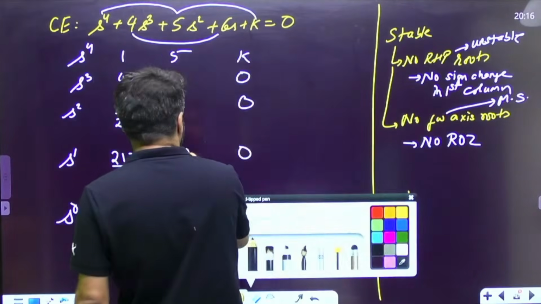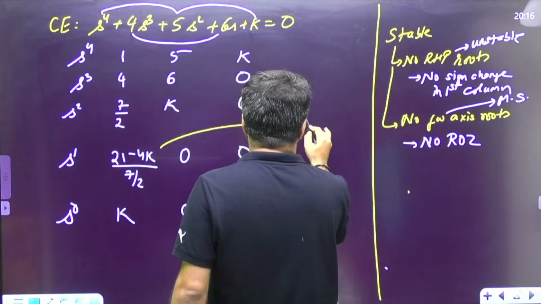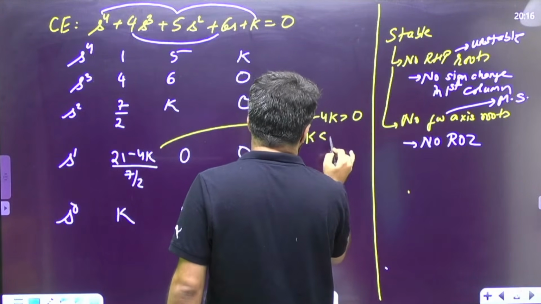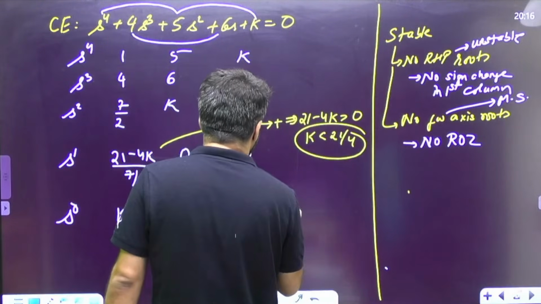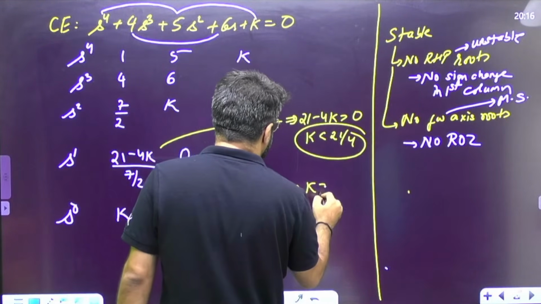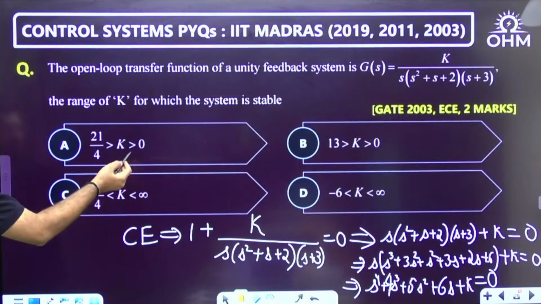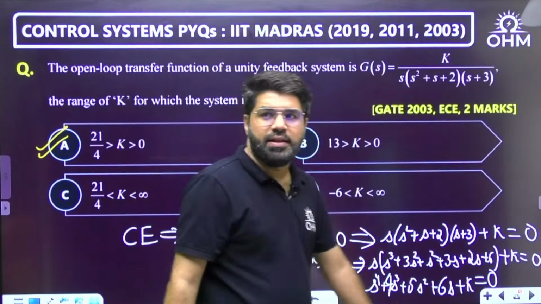Now what is going to happen? Again, all this I already told you. You have to make this positive, and this gives me 21 minus 4k greater than 0. So k is less than 21 by 4. And this also must be positive, so k greater than 0. So k is between 0 and 21 by 4, or 21 by 4 greater than k greater than 0.